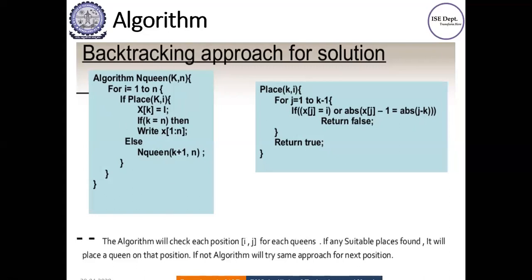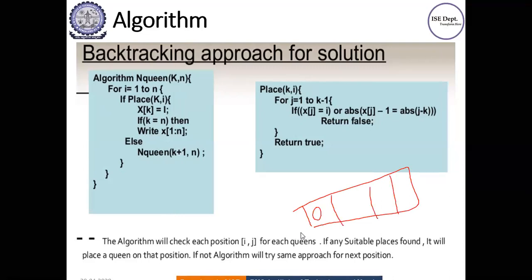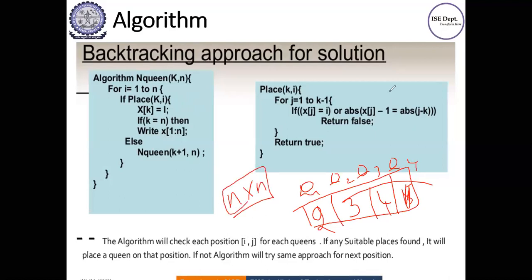For example, if you consider a 4 cross 4 board, q1, that is queen 1, queen 2, q3. Suppose it is placed in 2, then in the third position, then in the fourth and first, or something like this. This is one possible solution. So this is the output of the n queen algorithm: the position of each and every queen on an n cross n chessboard. That is the output. We'll see with an example now.